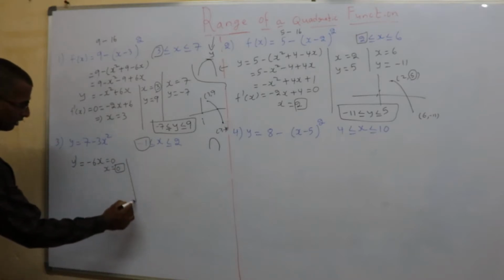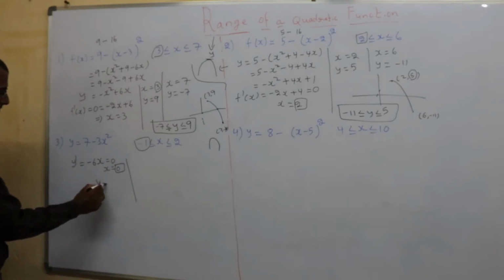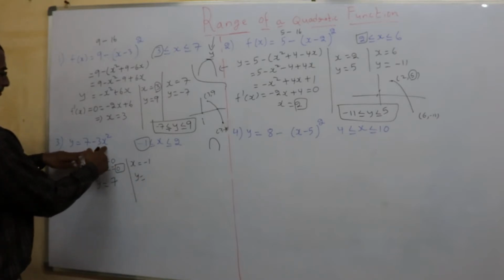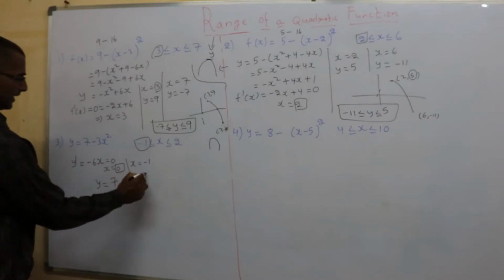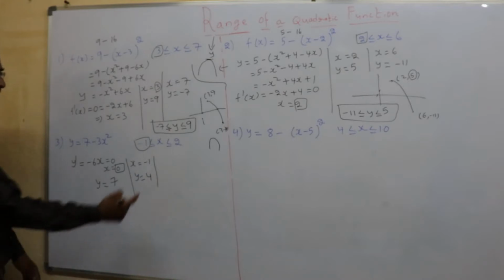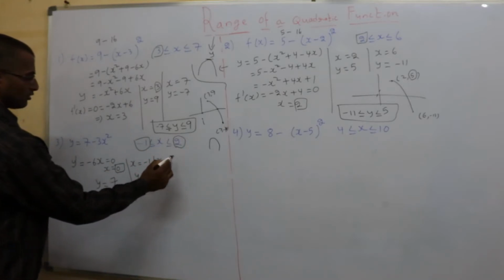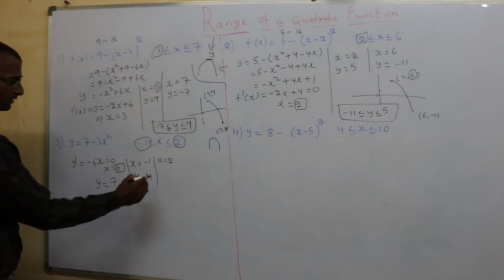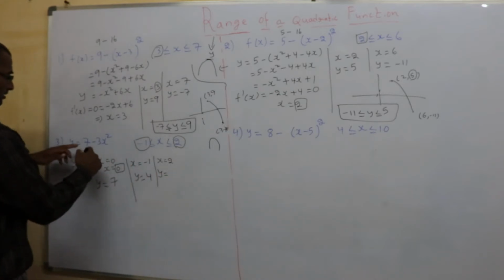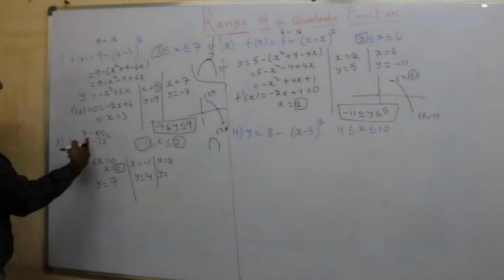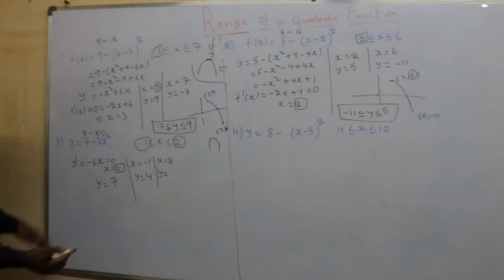So when x is 0, how much you get for y? Place in this, I get 7. When x is minus 1, how much you get for y? 7 minus 1 whole square is 1, 1 into 3, I get 4. For this also you need to find out. When x is 2, how much will I get for y? 7 minus 3 into 2 square is 4, 7 minus 12 is minus 5.